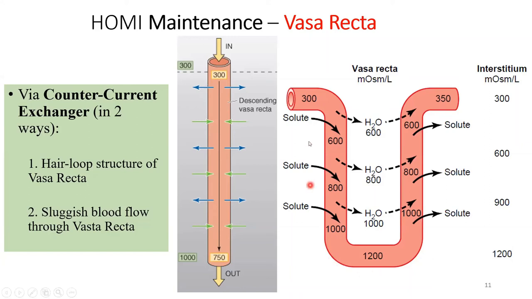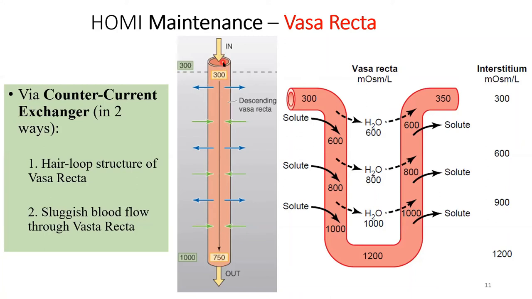Now, let's see the hairpin loop structure. If it were not a hairpin loop, what would have happened? Well, disaster. Imagine this is the neighborhood, the interstitium, with increasing osmolarity that we have discussed just now, being created by the HOMI. And instead of the hairpin loop, you have a straight blood vessel going through and through.